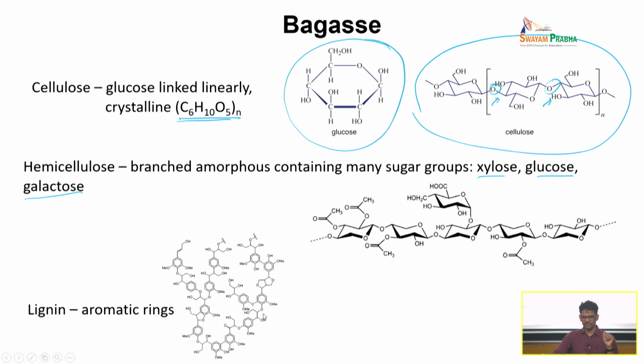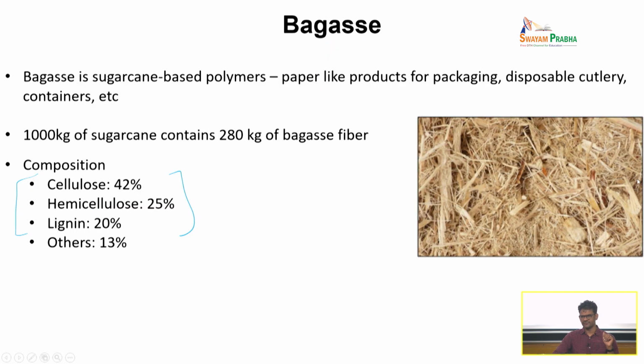If you look at these fibers, they basically consist of three major components. You've got the cellulose, which are linear molecules of glucose repeating units. Then you have hemicellulose, which is an amorphous branched chain containing many kinds of sugar: xylose, galactose, glucose. Then you have this lignin, which is an aromatic, amorphous, hydrophobic molecule, which binds these materials together.